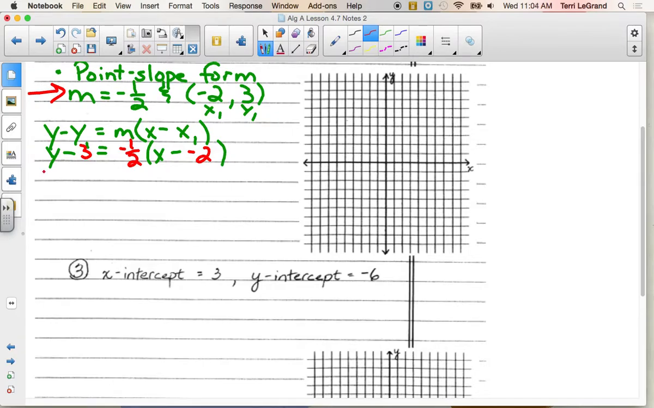Now we're ready to change it to add the opposite, before we do our multiplication. So we're going to change to add the opposite, then it's in point slope form. Now we're going to get it into slope intercept form. Okay, so go ahead and get this into slope intercept form. Again, this is what we've been doing the last few days.